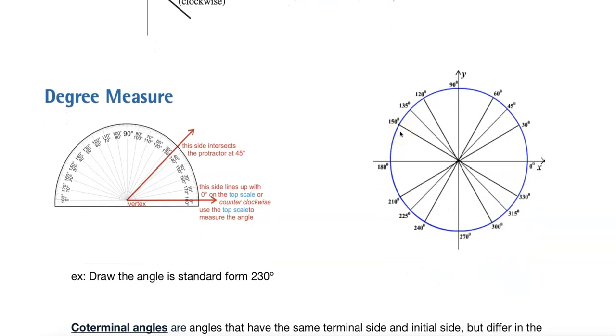So how do we measure angles? There's generally two ways, and we're going to start off with degree measure. So degree measure is probably the one you've seen since grade school, right? You can use a protractor to measure it. Here's our angle again. There's our vertex. We start at 0. That's our initial side, and then this is our terminal side.